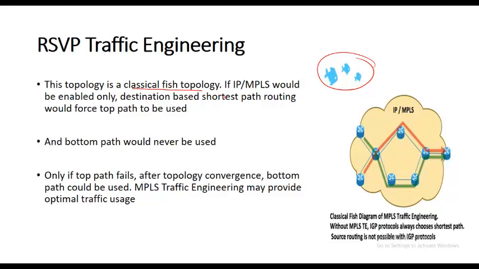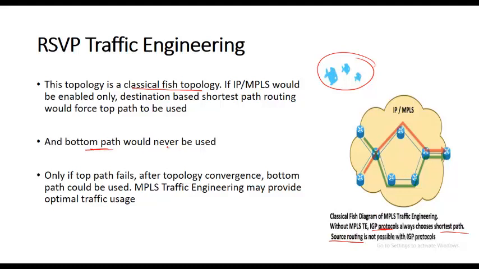But with MPLS source based routing, it can even use the other path. You see, the bottom path is never used. Always the fish is taking this path. Actually, this is called the fish topology, not because the fish is a packet. See, the shape of the topology itself is a fish. The fish tail, the fin, belly, and the fish mouth.